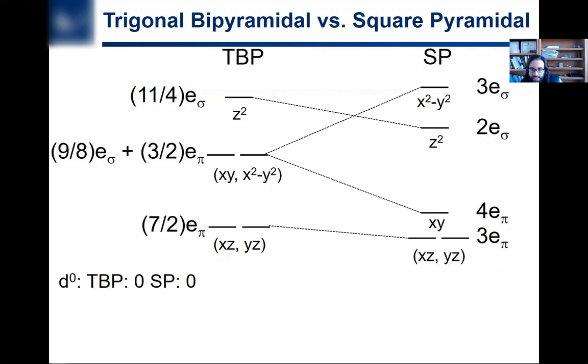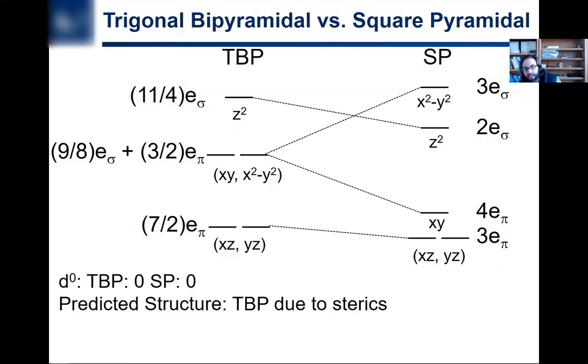All right, so what if we have a d0 complex? Well, if we have a d0 complex, we don't have any d electrons. So these orbitals are empty. And so the energy of TBP is going to be 0, and of square pyramidal is going to be 0. The predicted structure is going to be TBP. Why? Now you default back to sterics and back to VSEPR. TBP is the VSEPR geometry.